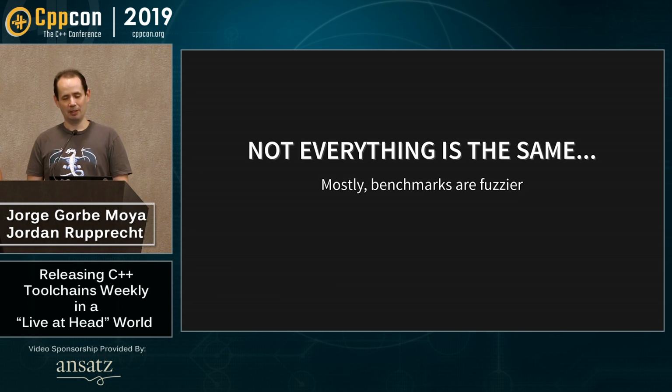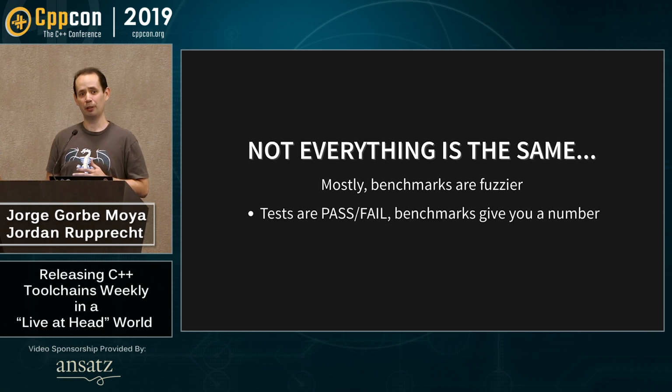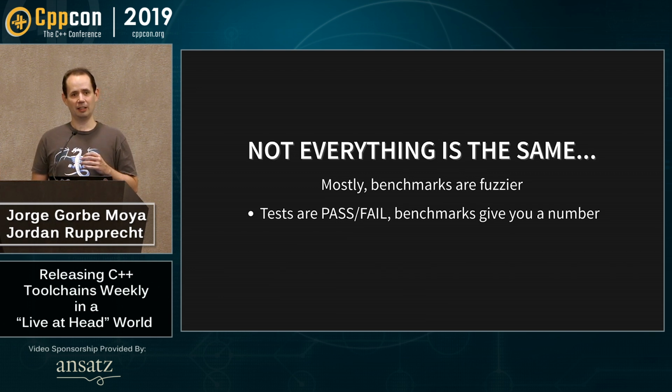But not everything's the same. And the differences can be summed up as: mostly, benchmarks are fuzzier. So a benchmark gives you a number. When you have a test, you have a clear pass or fail signal, and you know that when something fails, you have a bug and you have to go and fix it. But if a benchmark tells you your code is now 0.5% slower, is that a bug that you have to go and immediately fix and block the release on it? Maybe. What about a 1% or 10%?